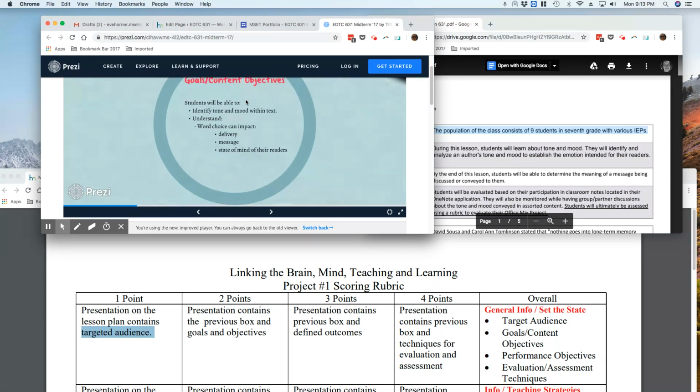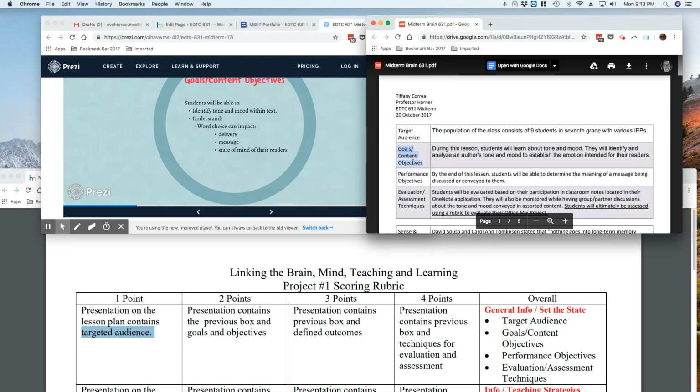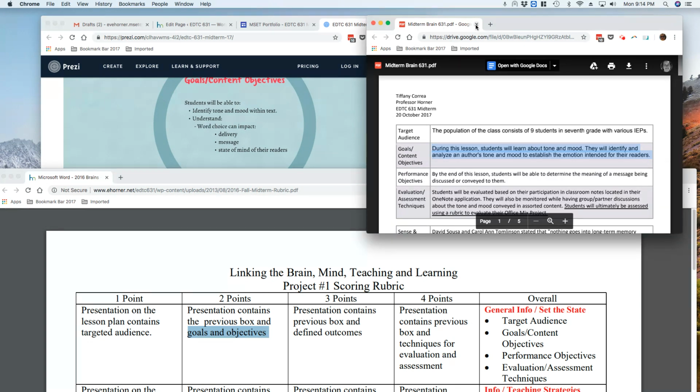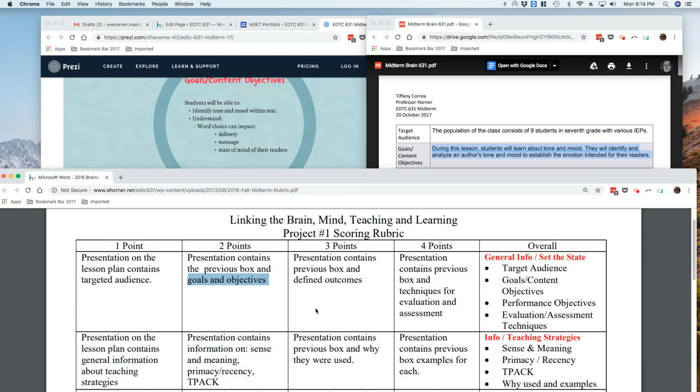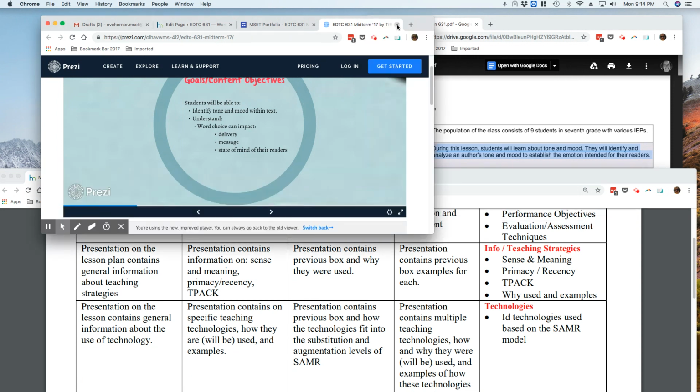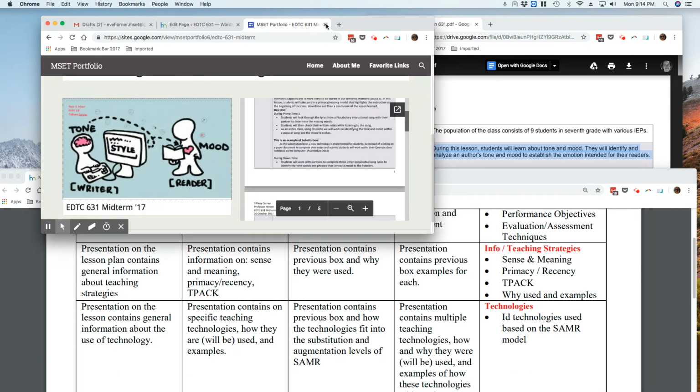And similar here in box 2 for 2 points, they will have done the target audience and they will have done the goals and objectives. So this is an example of a midterm that very closely follows the rubric, and that's exactly what your objective is here as well. I'm going to back out of this particular example, go back a couple steps, and show you a couple of other midterms.